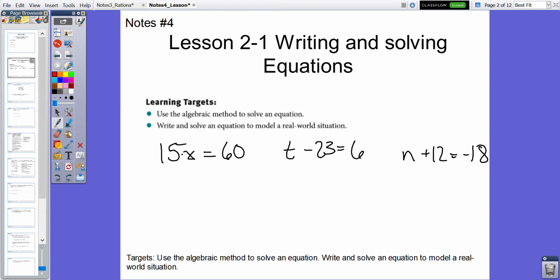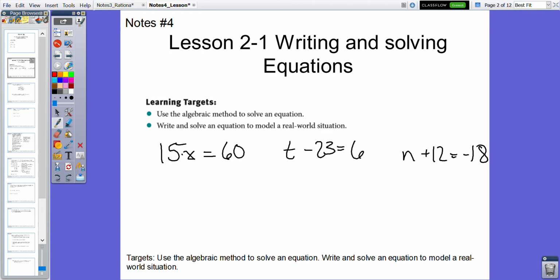Good morning, Algebra 1. Today we're going to start on lesson 2-1 in our Springboard books on writing and solving equations. It can be found on page 15 in your Springboard books, so make sure you have those out before we get started today. Our learning target for the day is going to be this first bullet point here.